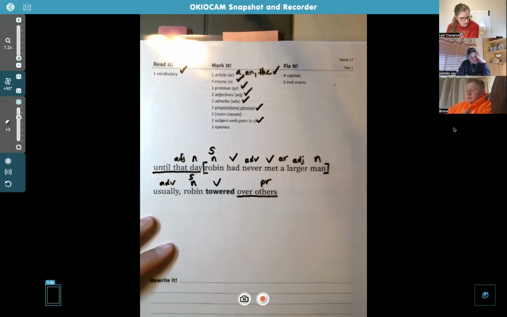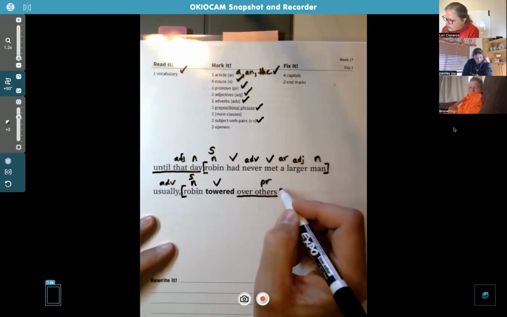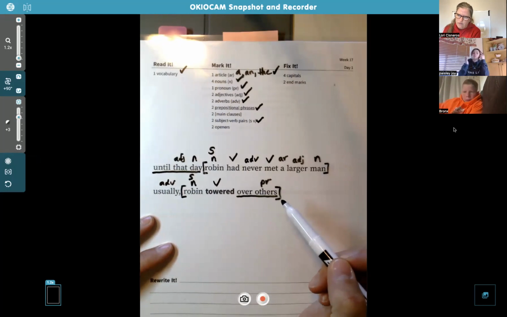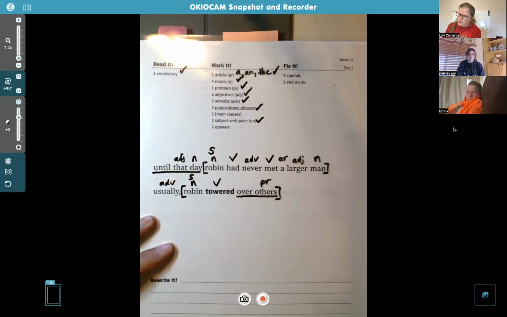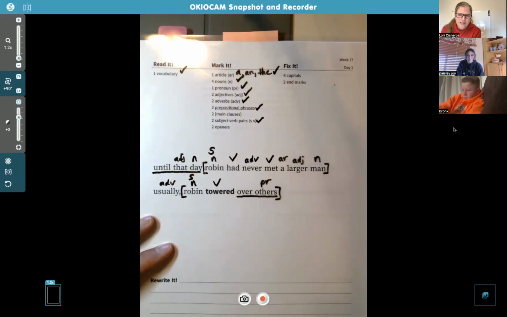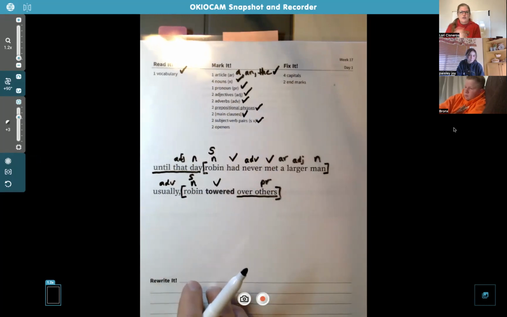What's the other main clause? Let's see if Paisley can find the other one. Robin towered over others. Yeah, good, because this one ends with a pronoun. I should have said earlier, it could be a noun or a pronoun. That's usually how the clause ends. Okay, those are the two main clauses. Phrases only have either a subject or a verb, remember, but clauses have both.